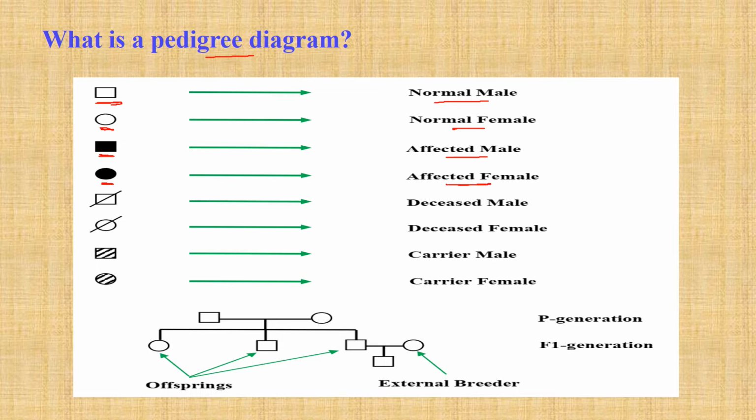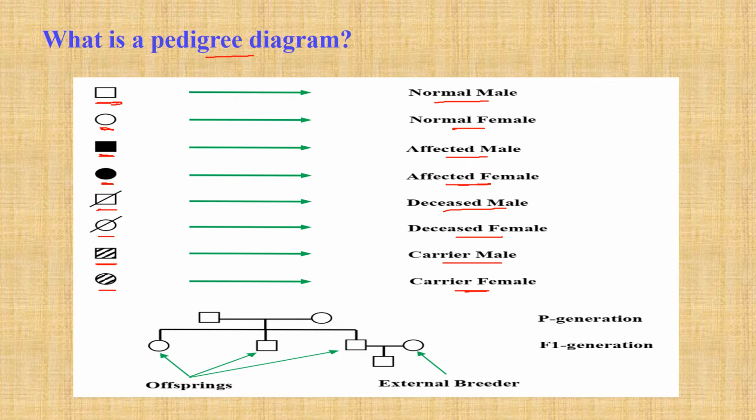When we have a box that has been crossed like this one, it means it is a deceased male. When we have a circle that has been crossed like this one, it means it is a deceased female. When we have a box that has been shaded like this, it means it is a carrier or heterozygous male. That means he has the trait for the disease, but he does not express the disease. When we have a shaded circle like this one, it means it is a carrier female.